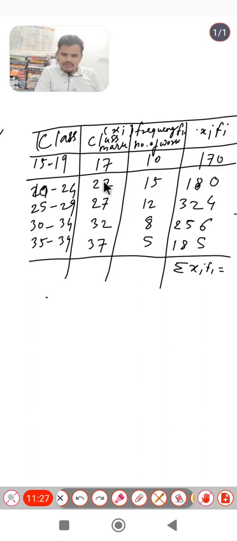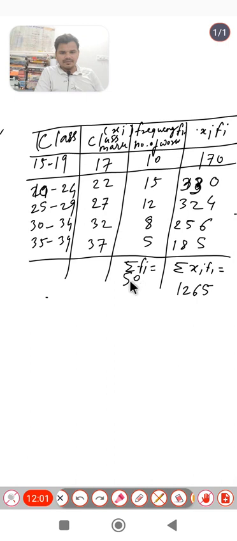First, 17 times 10 is 170, and 22 times 15 is 330. Now we calculate the summation of xi fi, that is 1265, and the summation of fi: 10, 25, 37, 45 and total, that is 50.